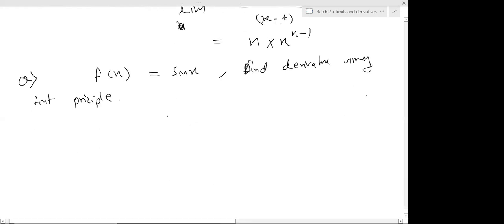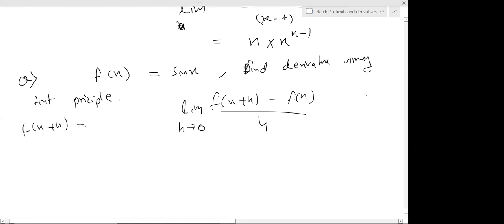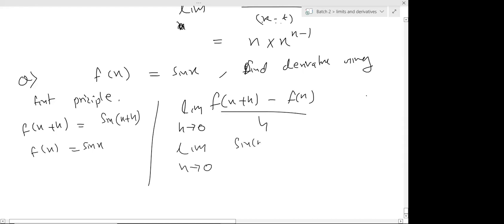Alright, how do you differentiate using first principle? What is first principle? Limit h tending to 0 of f of x plus h minus f of x, all divided by h. So what is f of x plus h here? That is sine of x plus h. What is f of x? Sine x. Substituting these values, limit h tending to 0, sine of x plus h minus sine x upon h.